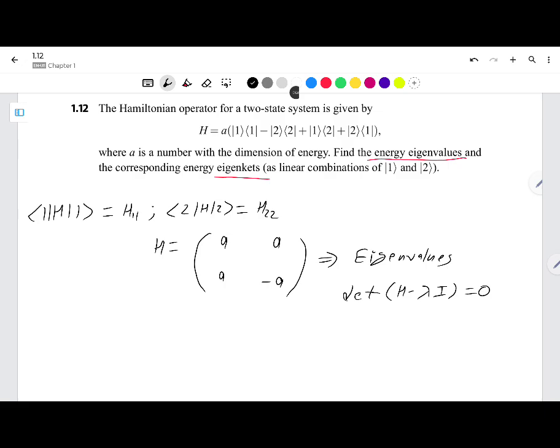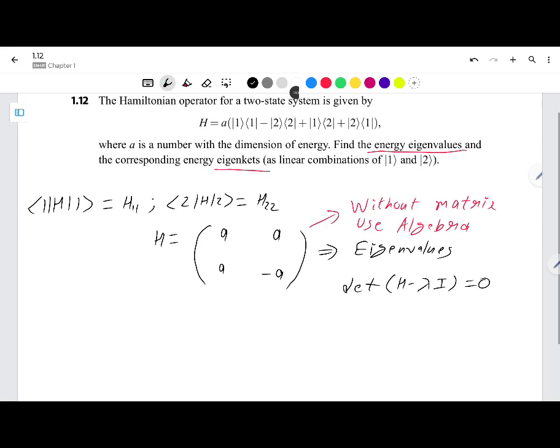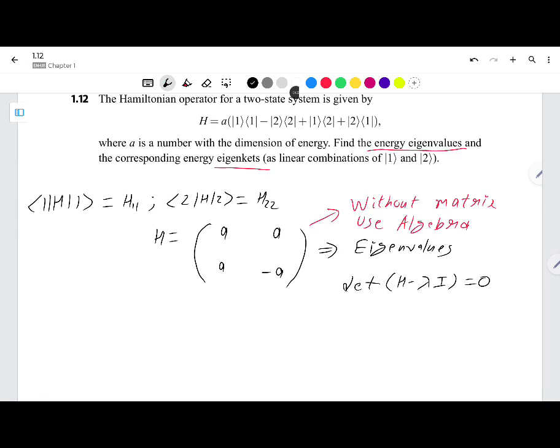So this will give you all the eigenvalues, and from that you can calculate the eigenvectors as well. But we are not interested in writing the matrix. We want to do it without the matrix. So we want to use the algebra, the Dirac bracket notation, all such things, without going into the matrix part. Okay, so first we have to find the eigenvalue.